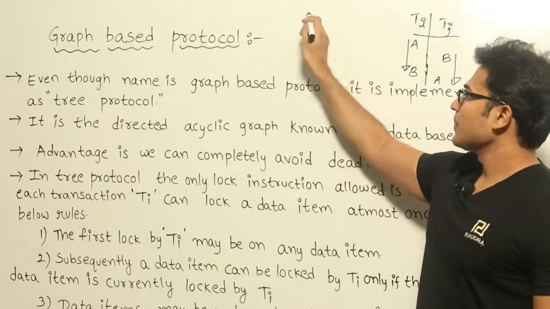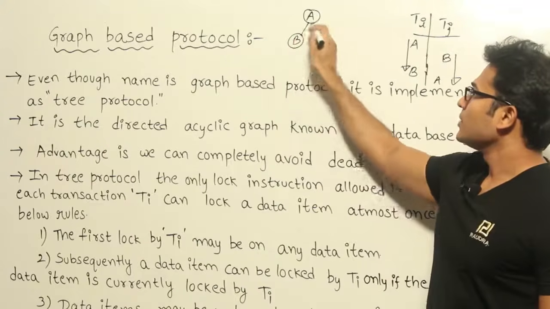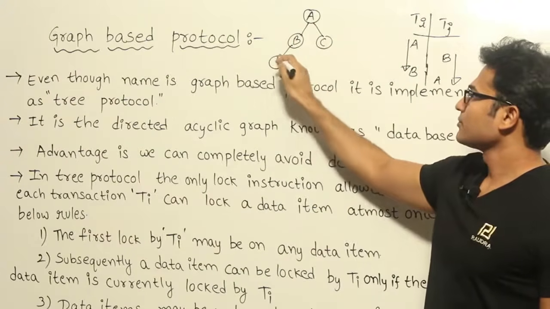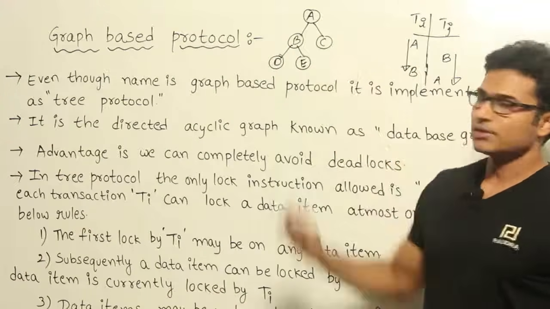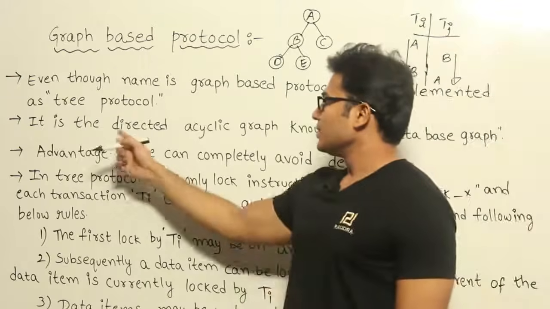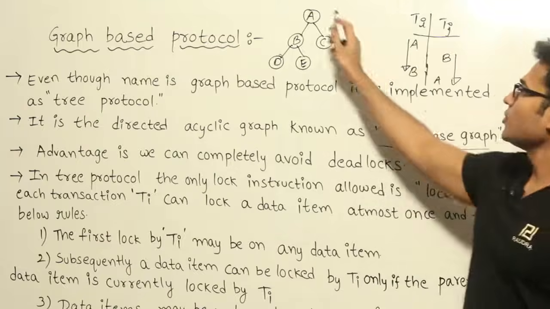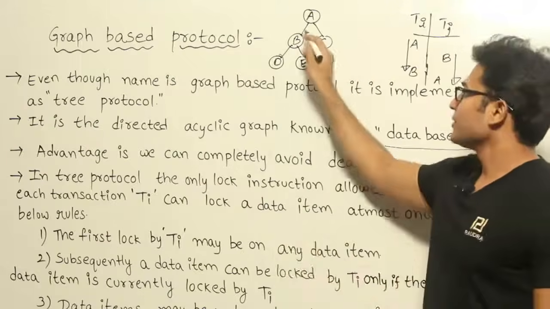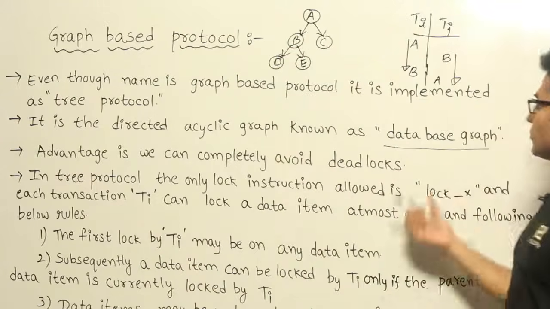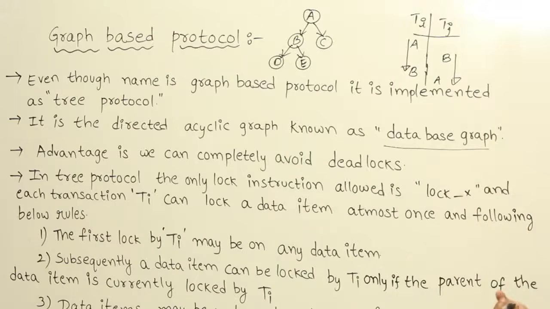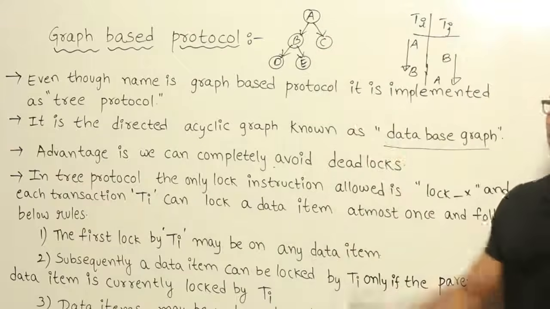So your database is going to be arranged like this: A, B, C, something like this, right? You are going to have a kind of tree like this. Now it is the directed acyclic graph known as database graph. So whatever graph you have, it is a tree which is directed. Directions will be from top to down, and it will be acyclic. There will be no cycles, and it is also called the database graph. Now the advantage is, we can completely avoid deadlocks. So by using this, we are going to avoid deadlocks.